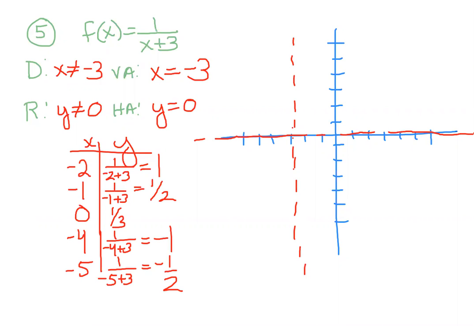-2, 1, -1, 1/2, 0, a third. You can see that it's going to look like this. It always gets close to the asymptotes. Here it's getting close to this asymptote. Here it's getting close to this one. Since we know this is here, we know the other side's going to be down here. So we're going to have -4, 1, 2, 3, 4, -1, -5, -1/2. So it's going to look like this. And at that point, you can just go ahead and graph it in.